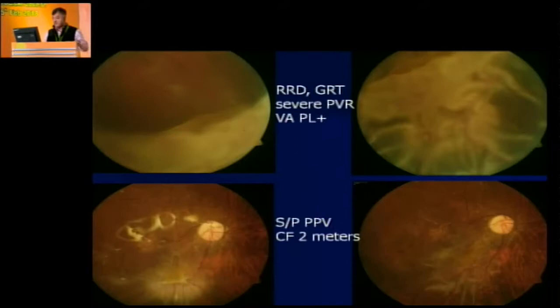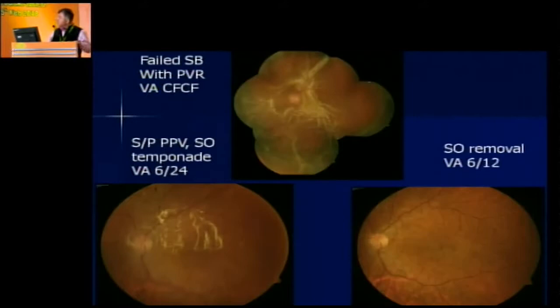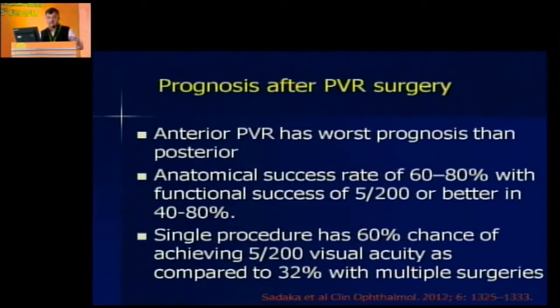So functional and anatomic outcome are dependent on the severity of the disease. Posterior PVR is easily visualized and can be completely removed. The problem is anterior PVR. I had another case, but I'm not showing you. This is another gentleman who was operated elsewhere. Everything contracted after the buckle and very apprehensive. But somehow some patients are lucky. Look, he got something like 6/12. But usually prognosis is not that great. You have to counsel them beforehand.